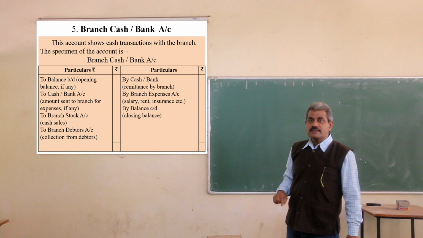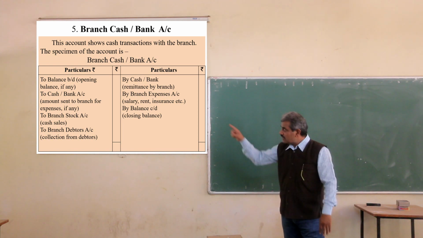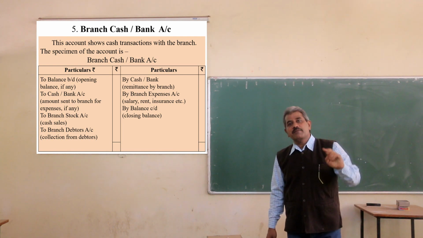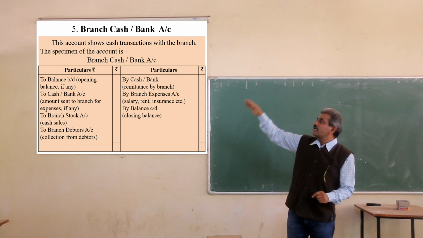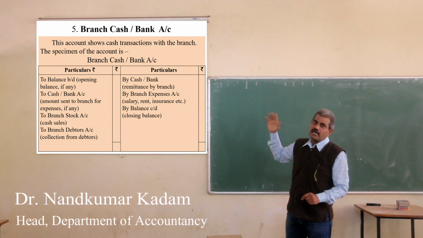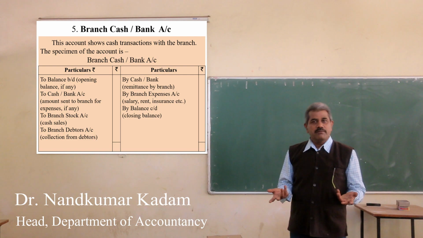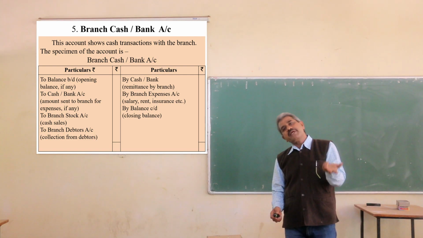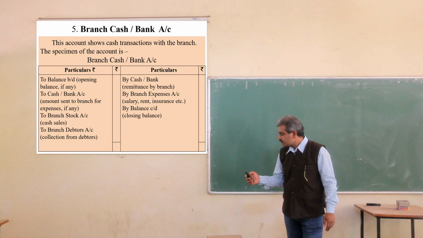So opening balance, if cash is sent to the branch for any purpose, and the cash sales and cash collected from debtors, these items are to be recorded on the debit side, and remittance by branch to head office as well as expenses are to be credited. There may be a closing balance or may not. If all the amount is remitted by the branch, then there will be no closing balance.